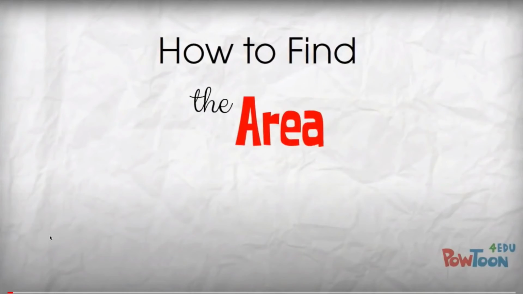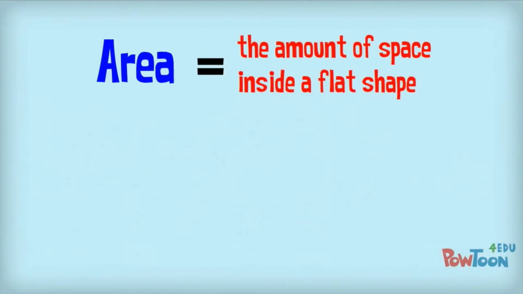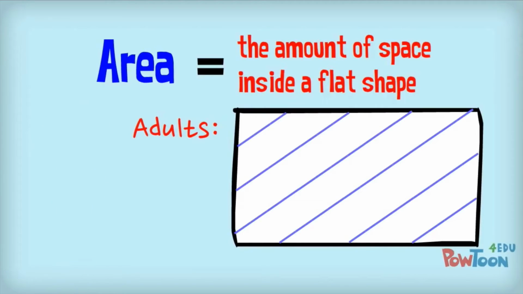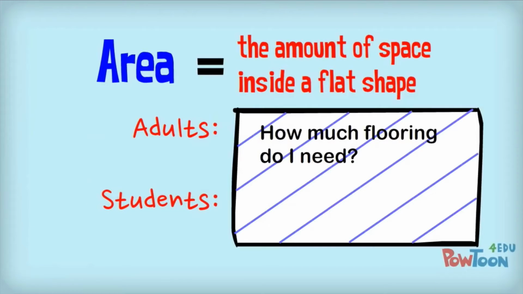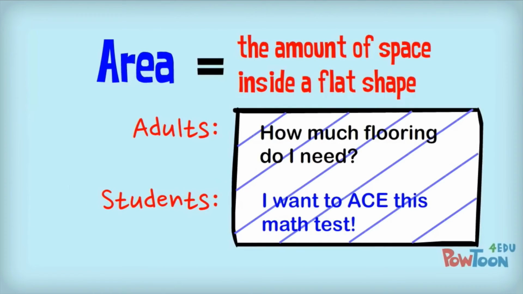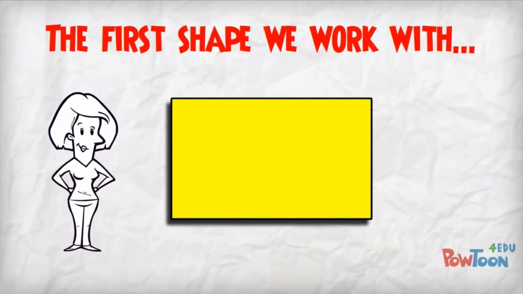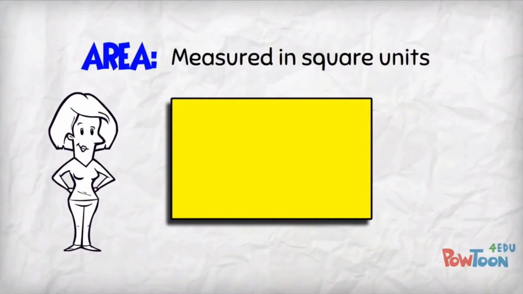How to find the area of a rectangle. Area is the amount of space inside a flat shape. It's important for everyone to know how to find it. Adults need to find the area of a room to buy the right amount of flooring, and you need to know it in school to ace your tests. The first shape we work with in school is a rectangle. Area is measured in square units, so let's divide this rectangle up into square units and find out how many it has.